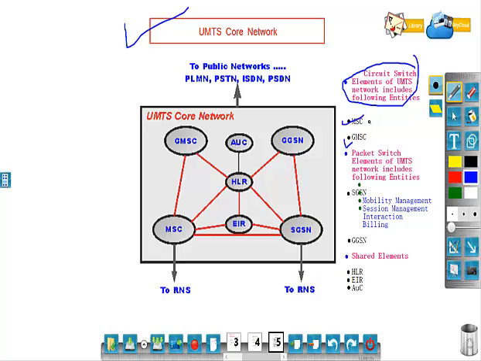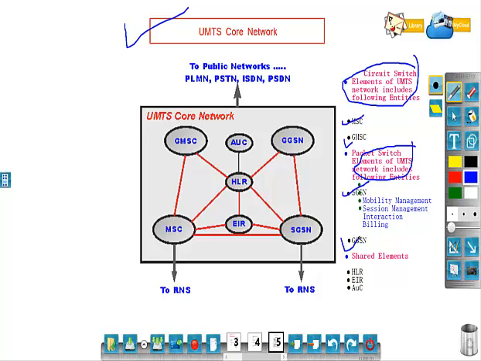The mobile switching center is essentially the same as that within GSM, and it manages the circuit switched calls under way. Then the GMSC, the gateway MSC, is effectively the interface to the external network. Then the packet switched elements of the UMTS network include the following entities. I think I missed out some indentation. They are the SGSN and GGSN.